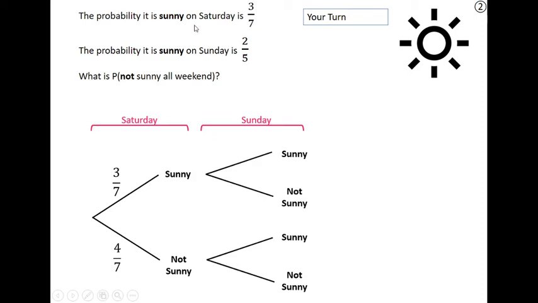The probability it's sunny on Saturday is 3 over 7, so I put 3 over 7, and then 4 over 7, so that you make a whole one. Now I'm going to put the 2/5 on the second branch on Sunday, and then you fill out the rest of the branches. Remember, to calculate your probabilities, you multiply. So work out the probabilities for me, and then answer the question. Put me on pause till you've had a go at that. Thank you.